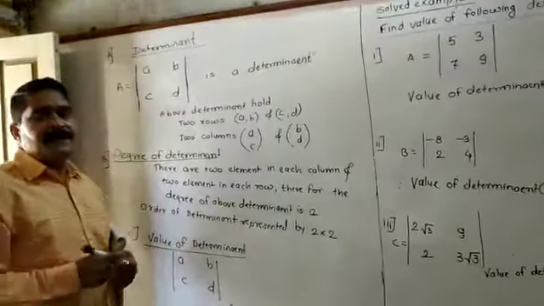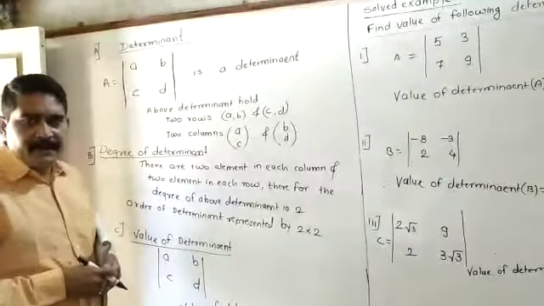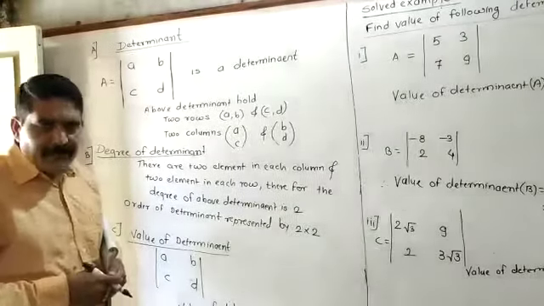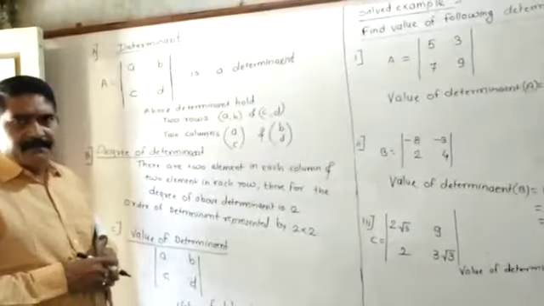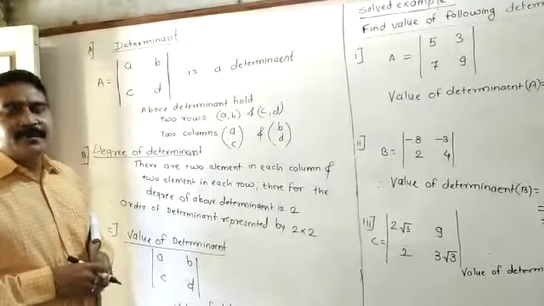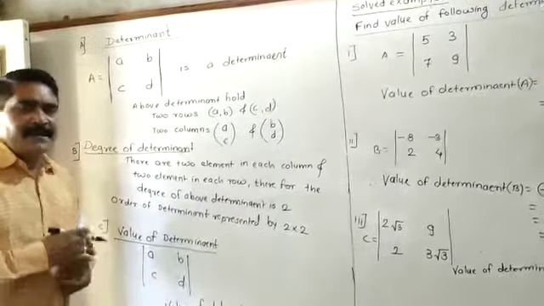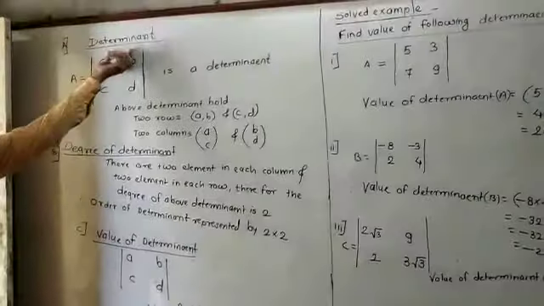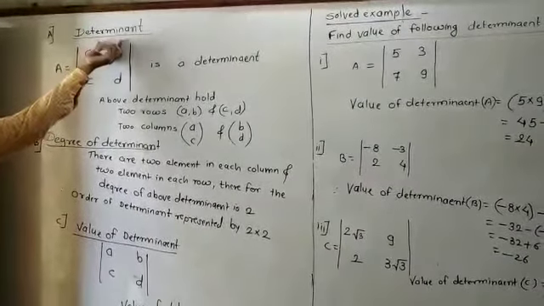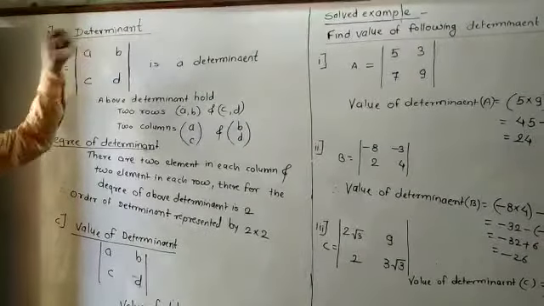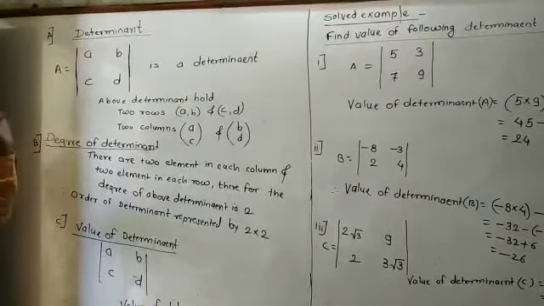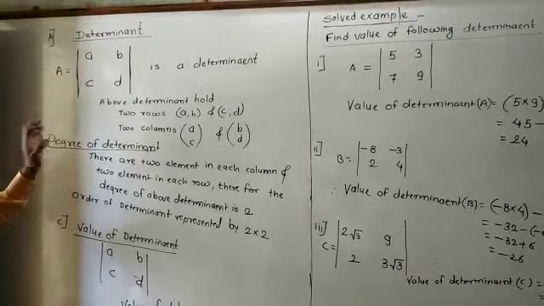Before I start Cramer's rule, today I will explain what the meaning of a determinant is and how you have to solve the determinant. Today you have to see three topics. First topic is determinant: what is the actual meaning of the determinant, how the determinant is represented and how you have to find out the values.